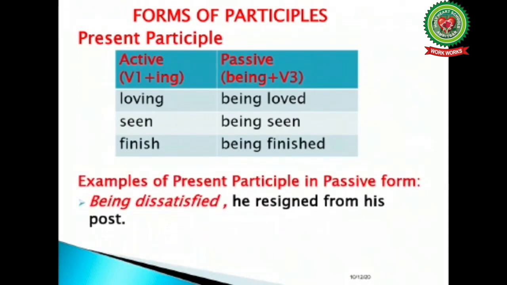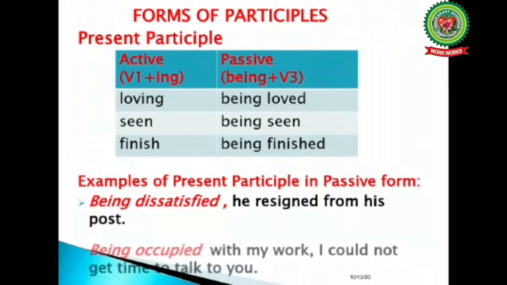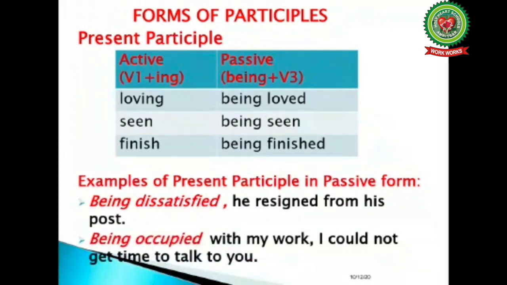Being dissatisfied, he resigned from his post. Being dissatisfied is the present participle in passive form. Being occupied with my work, I could not get time to talk to you. Similarly, in this statement, being occupied is the present participle in the passive form.